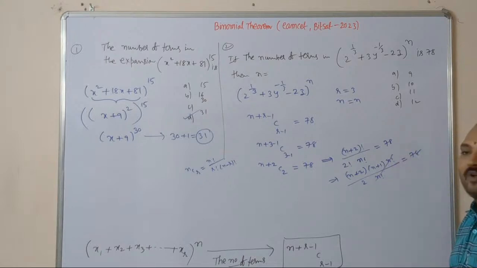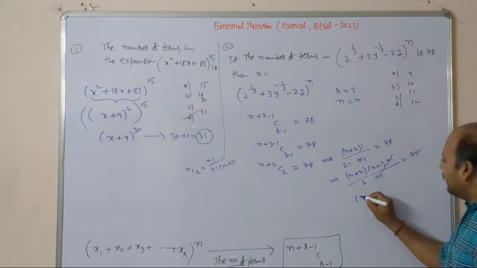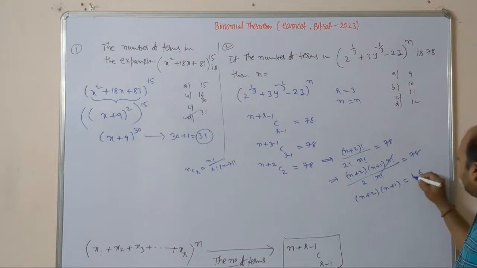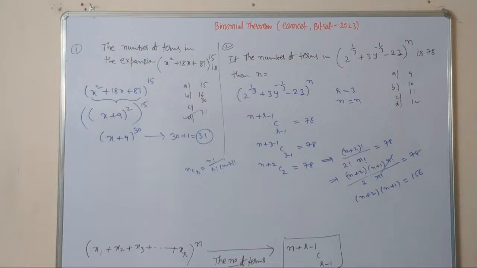N factorial will get cancelled. 2 into 78. (n+2) into (n+1) is equal to 156. Here the product of two consecutive numbers n+2, n+1 is there. Even here, these numbers I am multiplying are 13 and 12. Sir, how can I find like this? 156, you can divide like this and get that product of two numbers, dear students.